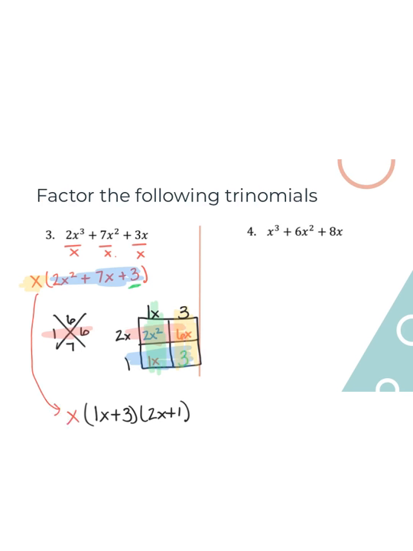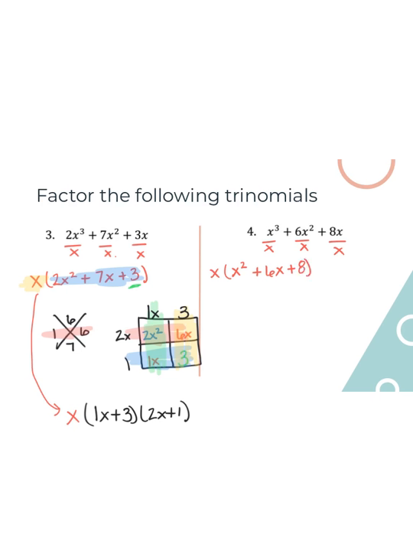Okay, let's move on to number 4. I have x to the third plus 6x squared plus 8x. So I'm looking at those. They don't have a number in common, but they do have a letter in common. And that letter is an x. So my lowest exponent is an x. So I'm going to divide those by x. I'm going to put my x out front. X to the third divided by x is x squared, plus 6x to the second divided by x is just going to be a 6x. Plus 8x divided by x, that's just going to give me an 8.